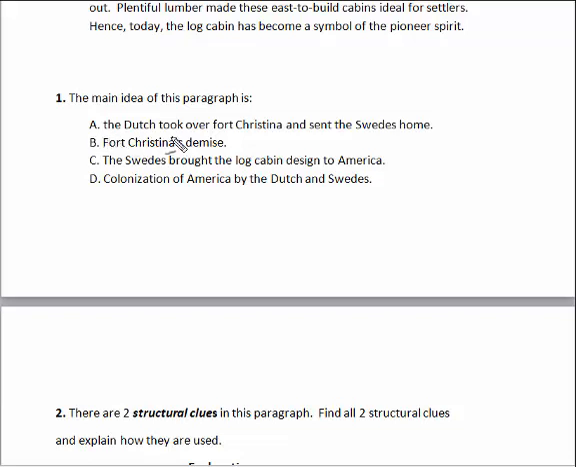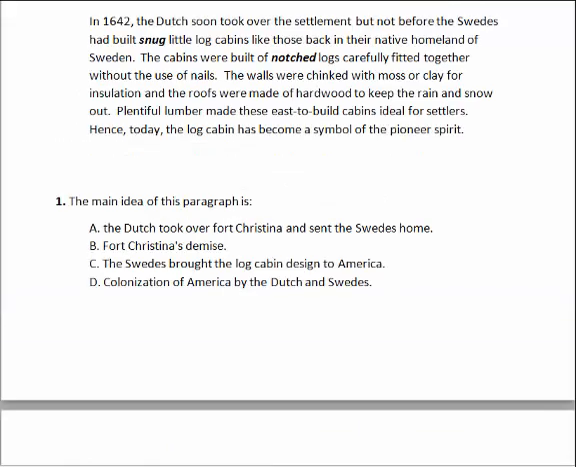A, the Dutch took over Fort Christina and sent the Swedes home. The Dutch never really took over the fort and sent them home. So I feel like that's kind of off topic here. Let's put a dot by it anyways, because it does contain all of our key terms here. B says Fort Christina's demise. Well, that feels like it's a negative word right away from the topic sentence, so let's go ahead and cross that one out. C says the Swedes brought the log cabin design to America. That's true. And D says colonization of America by the Dutch and the Swedes. So it fails miserably to talk about that second paragraph here.